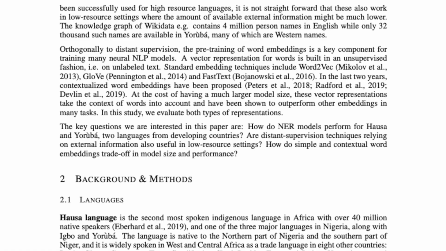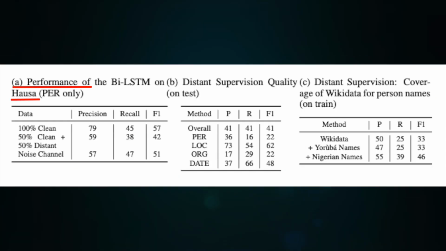Let's now move on to the results section. Here's a reminder of the 3 questions that I posed at the beginning of this video. To answer the first 2 questions, let's look at the following results. In this figure, Table 1A showcased the results for Hausa. Training data that has 50% clean and 15% distant supervised data performs 15 F1 score points below the 100% clean dataset. The noisy channel method was able to close this gap.